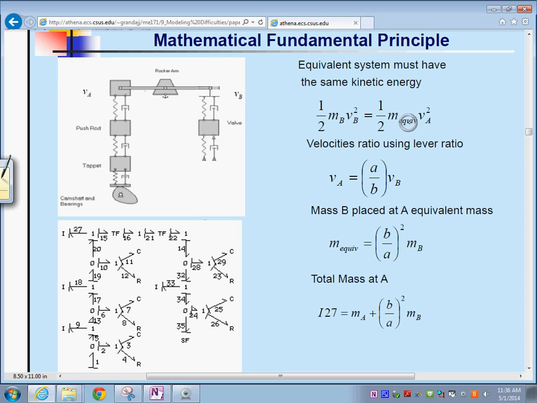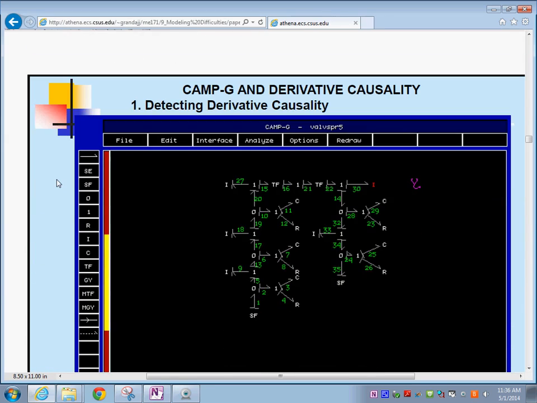Because right here, if you take it from this, the equivalent M would be M_B times BA squared over V, which would be this, and then B squared. So this I over here will have to be the original one that was at A plus some equivalent mass that used to be here at B, but now we move it to A. So the system in this case is completely equivalent, but it has no derivative causality.